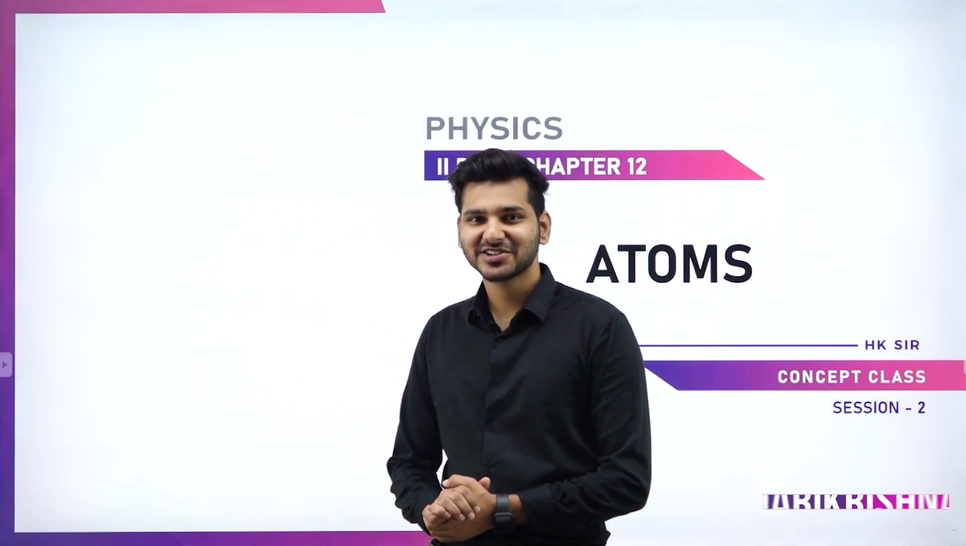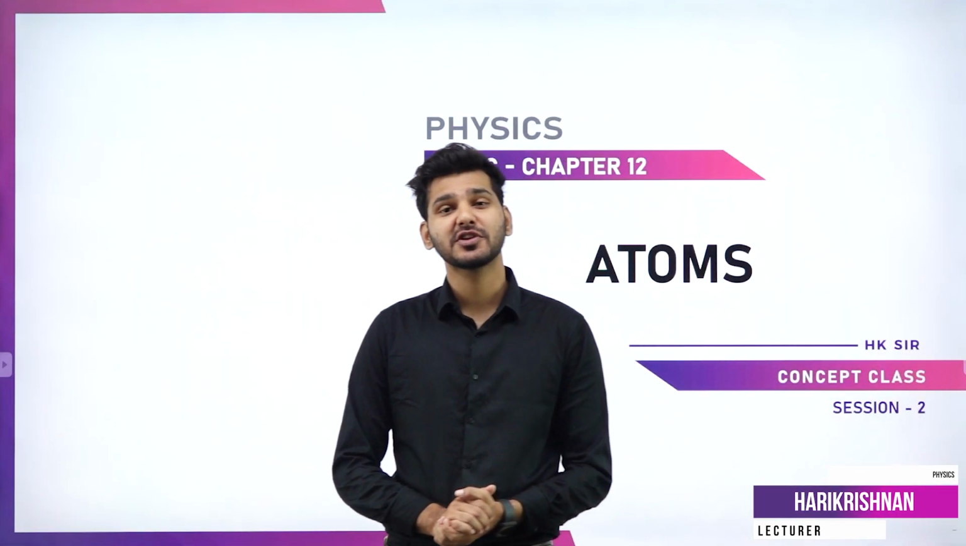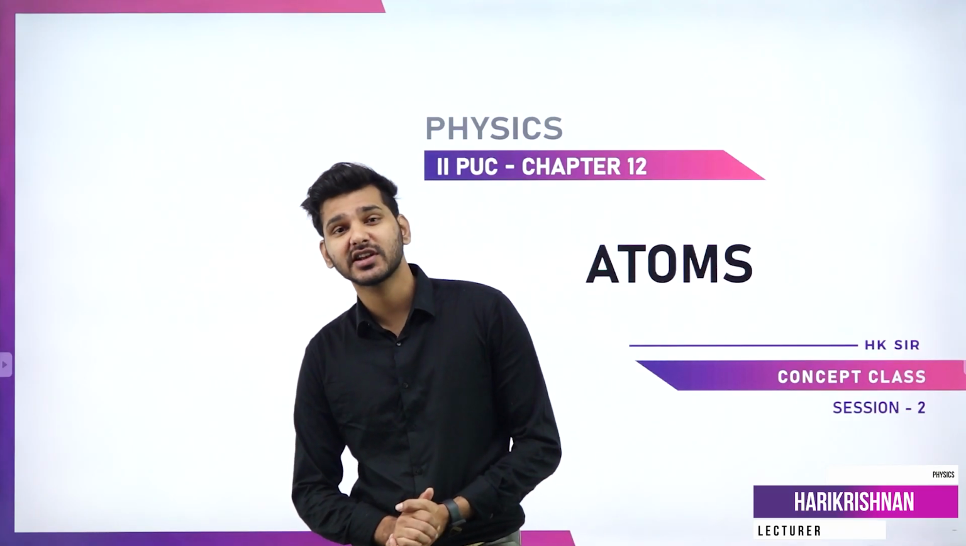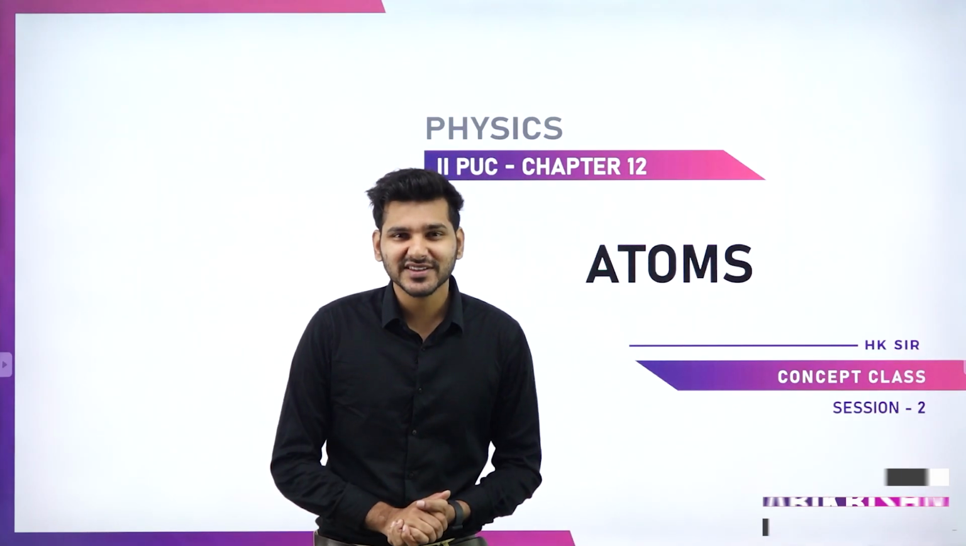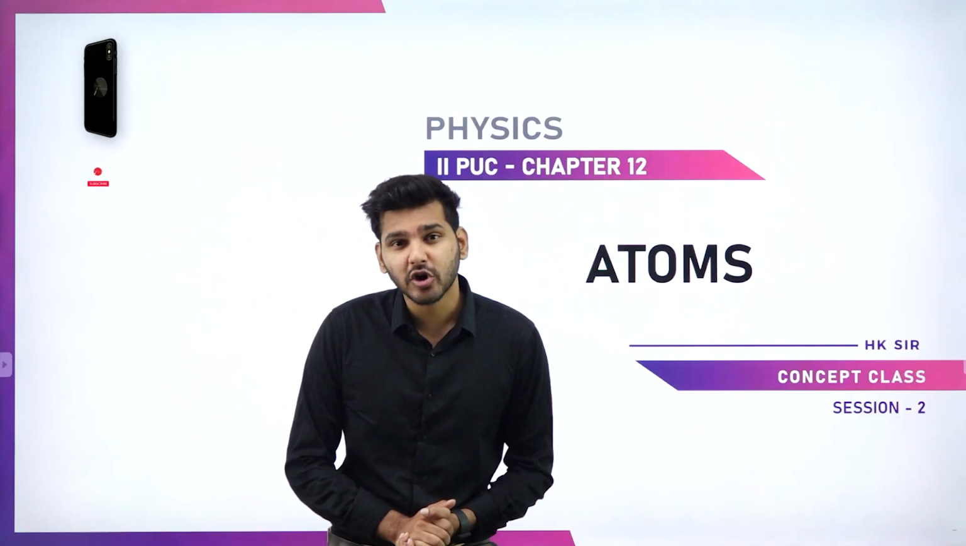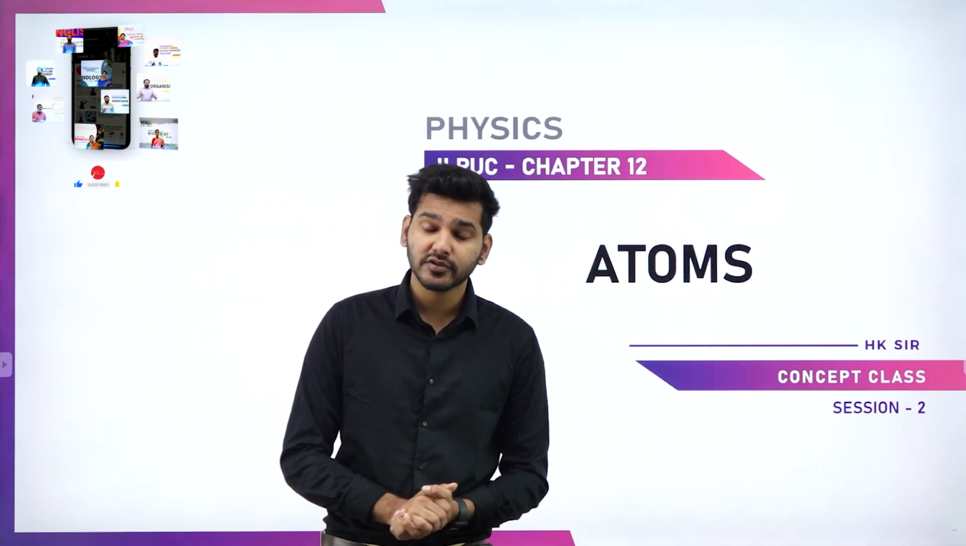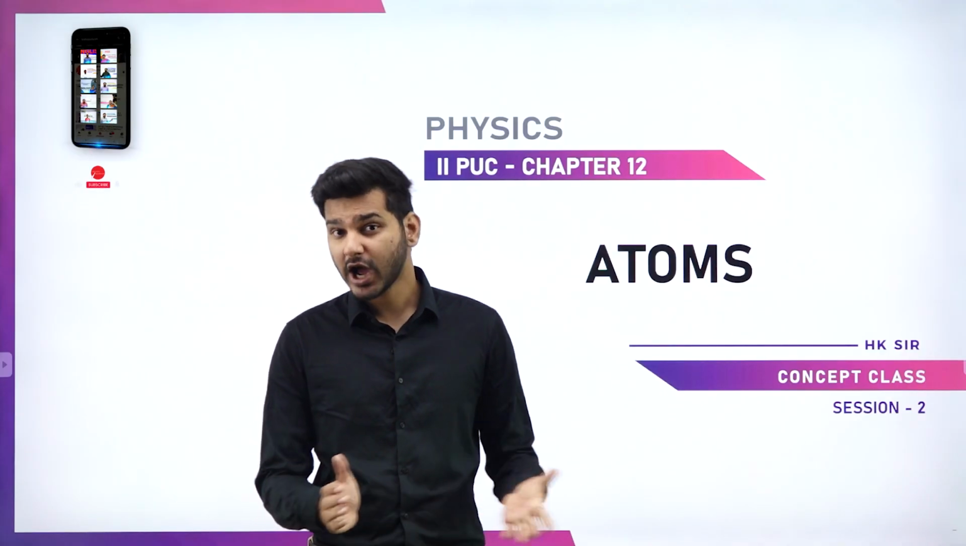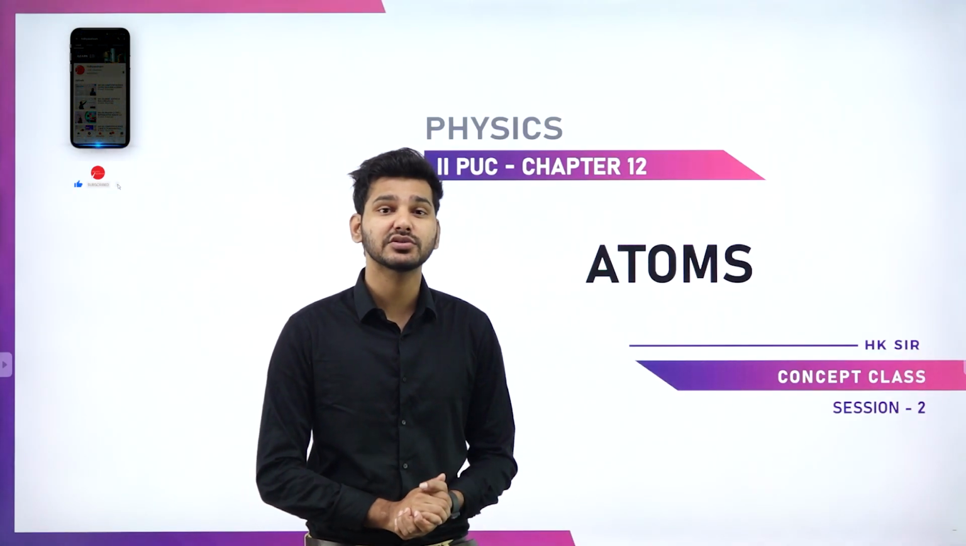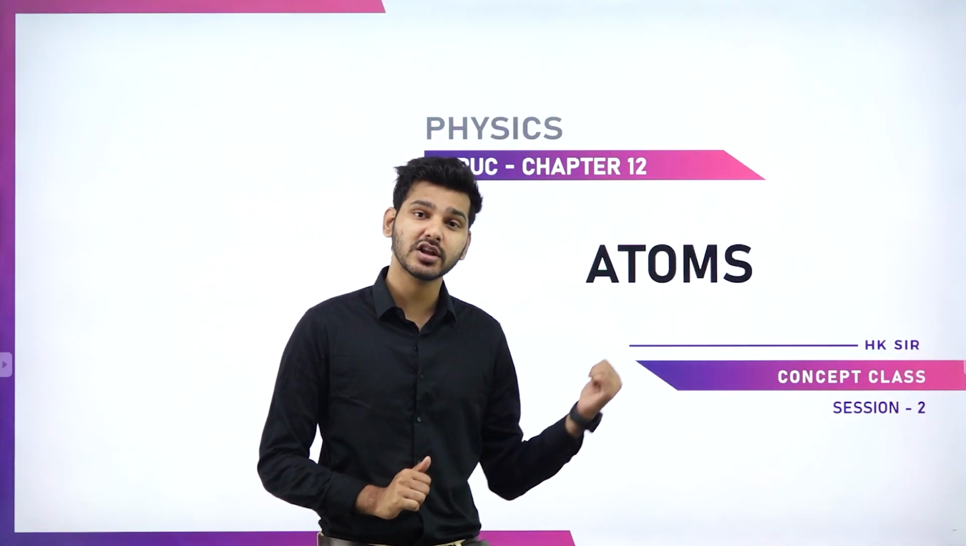Hey all, I am Hari Krishnan from the Department of Physics, Vidhyaashram PU College, the Temple of Excellence, and we were dealing with atoms. So in the previous session, we discussed the famous model that is obtained from the alpha scattering experiment, that is Rutherford's nuclear atomic model. Now, we saw that there were some drawbacks to this particular model. Let's see how they got fixed.